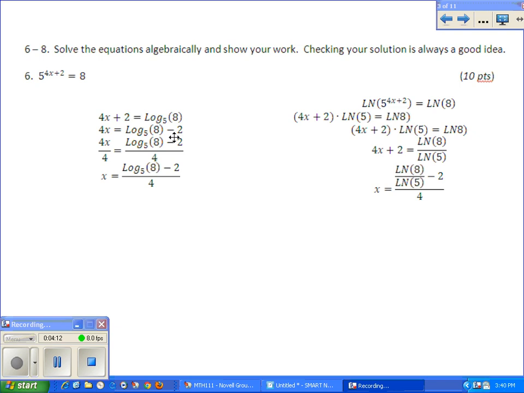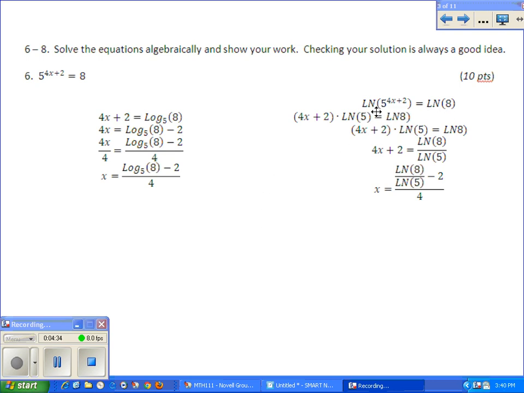I can subtract the 2, divide by the 4, and get the log base 5 of 8, subtract 2 over 4. I can run this through my calculator using the change of base formula to calculate this. And I believe this came out to be about a negative 0.117.